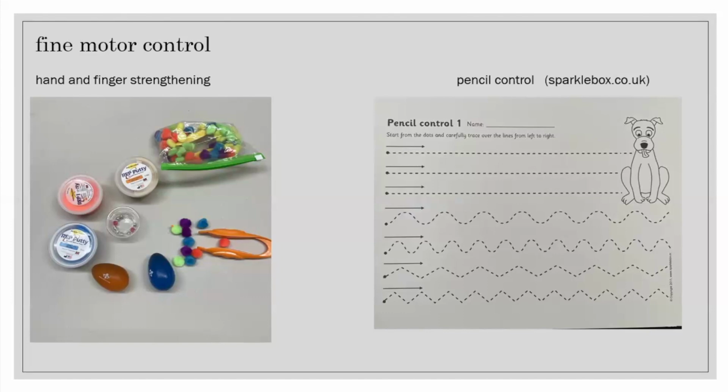Pencil control also needs to be developed. Lots of coloring with pencil crayons, not markers, not crayons, can be very beneficial. Demonstrate how to use smaller strokes and stay in the lines. Pencil control sheets from Sparklebox, which are free, provide images for coloring and practice exercises to help students develop the strokes they need for printing letters. Hand strengthening and pencil control activities can be done as a warm-up for letter formation lessons and printing practice.